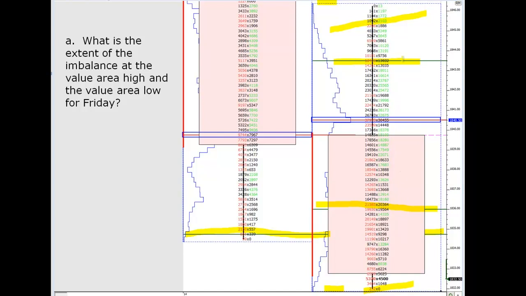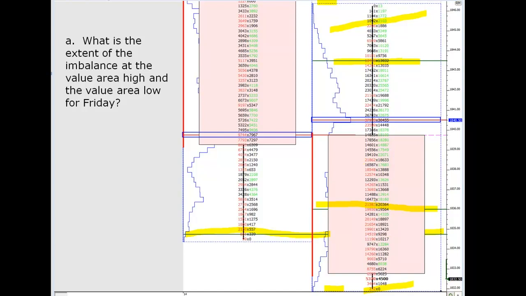So let's take a look at our question and see if we can answer it. What is the extent of the imbalance at the value area high and the value area low? Well, let's take a look. The value area high here, the imbalance is to the negative side, and it is 13,400, and it looks like 73 and 9756. So there was negative pressure at the value area high, and the imbalance was to the downside.